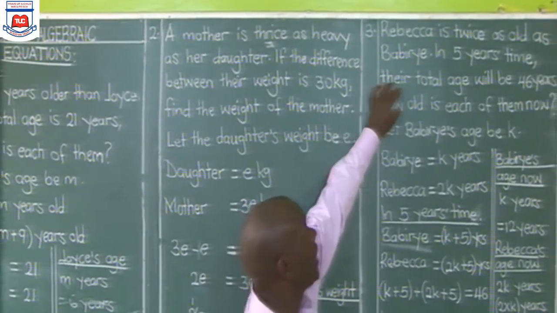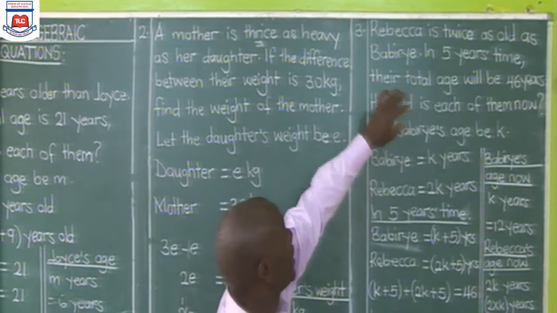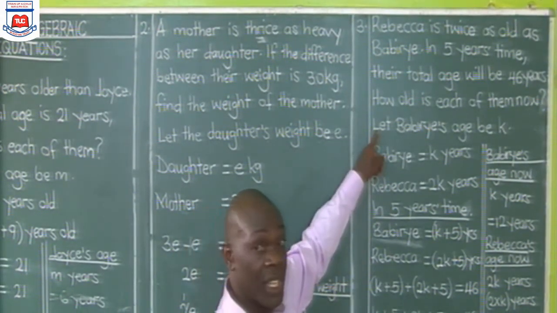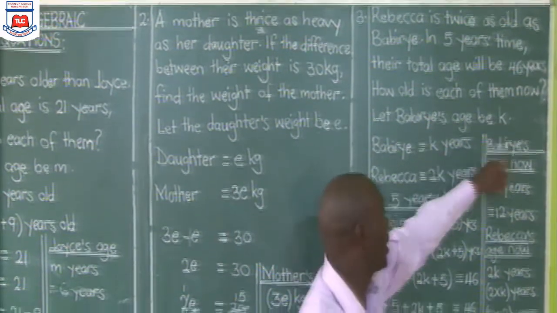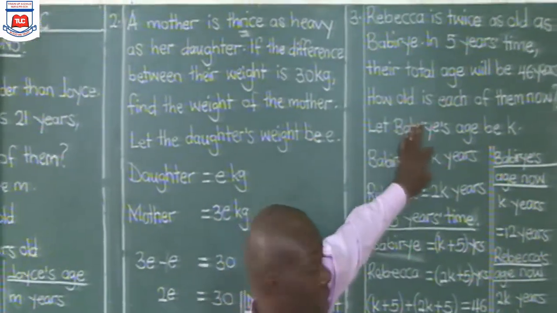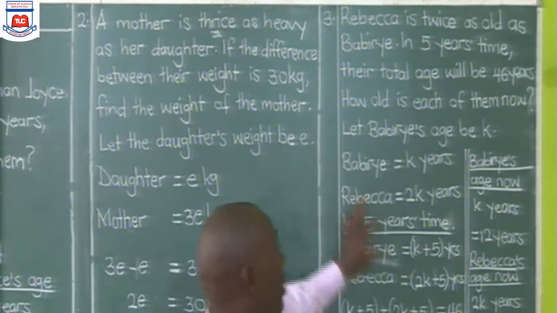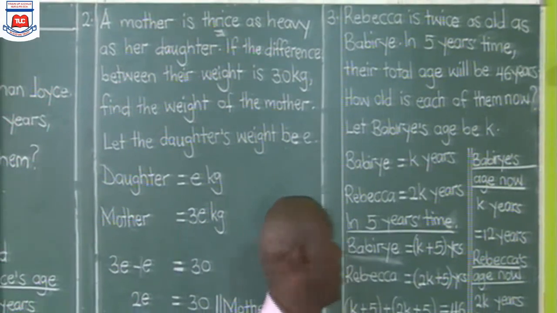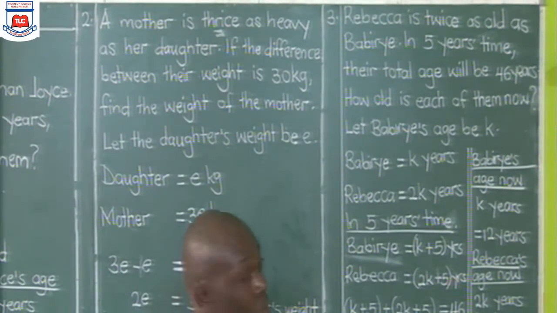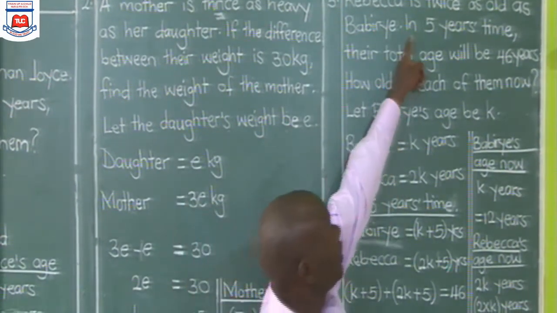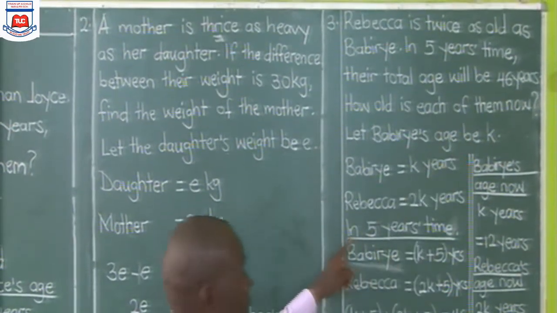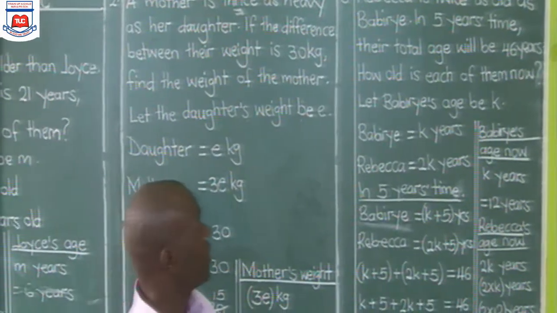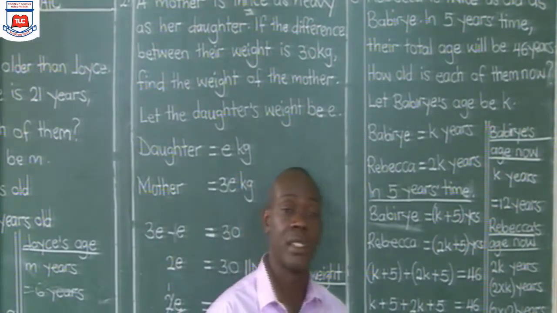So you will find out from that explanation that Babirie is actually younger. That's why we say let Babirie's age be K, such that when Babirie is K years old now, then Rebecca is twice K, which is 2K years old now. As if that's not all, you read, in 5 years' time, you also write, in 5 years' time, what will happen to each one's age after 5 years?